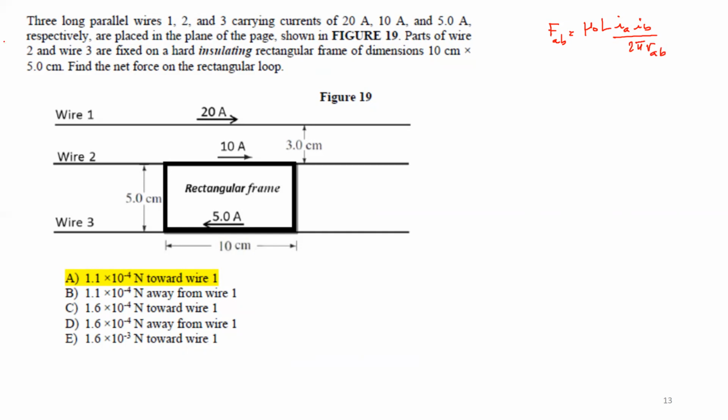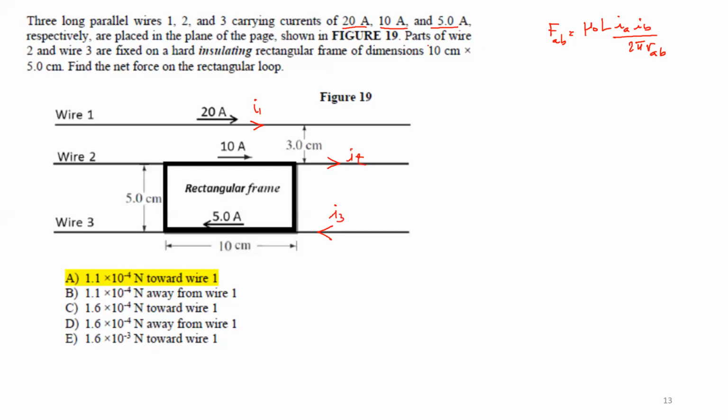So let's read the problem. We have 3 long parallel wires, 1, 2, 3, carrying currents 20, 10, and 5 amps, respectively. So here the current is going in this direction. Here the current is going in this direction, 20 amp, 10 amp. Here the current is going in this direction. Of course, this is I1, this is I2, and this is I3.